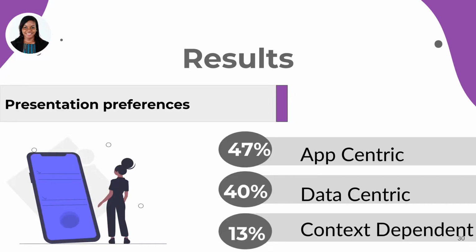With regard to the presentation style, we saw participants were a bit split. 47% of participants indicated that they prefer a design that's structured in a way that's more app-centric, versus 40% of participants who indicated they preferred one that was more data-centric. Then we saw 13% of participants who said it just depends on the context.